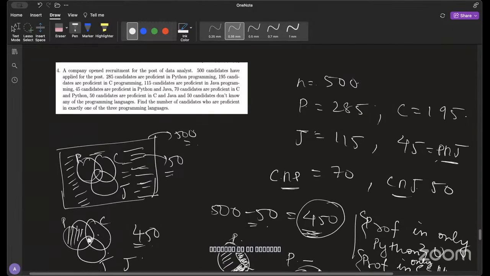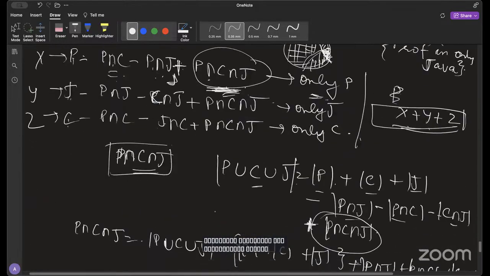Why is this the union? Because we know that the universal set consists of 500 students. And out of them, 50 are not a part of any of these 3 sets. That means they're not proficient in any of the 3 languages. So this set, where a student is proficient in at least one of the languages, consists of 500 minus 50. So it's 450 students. So P union C union J is 450.